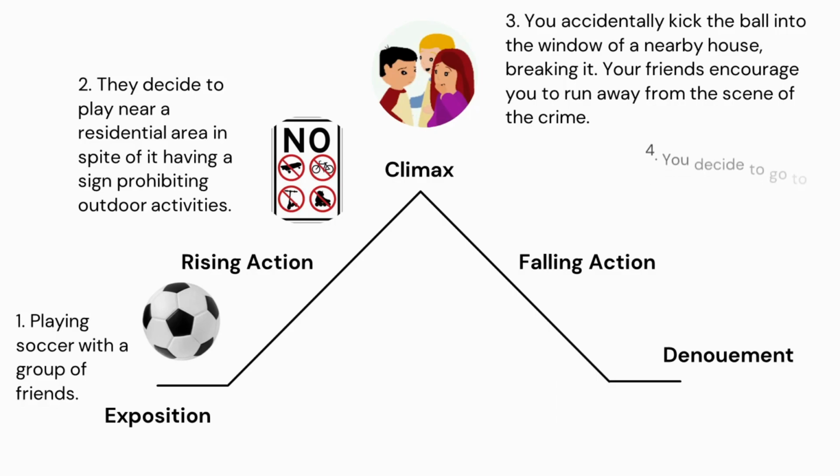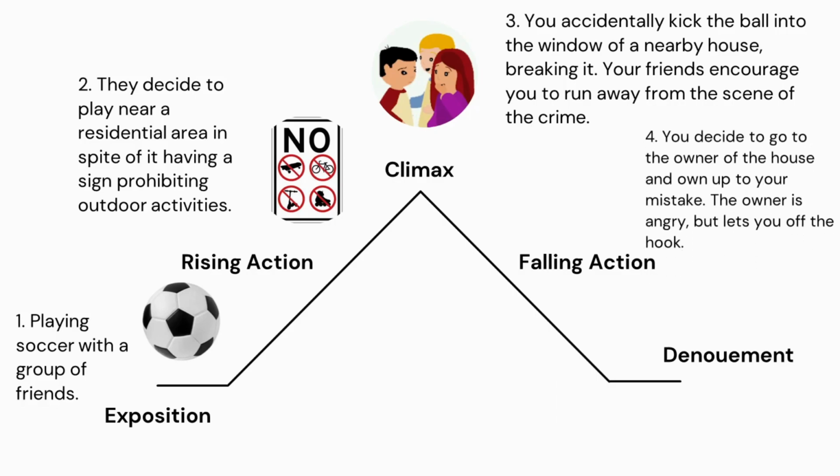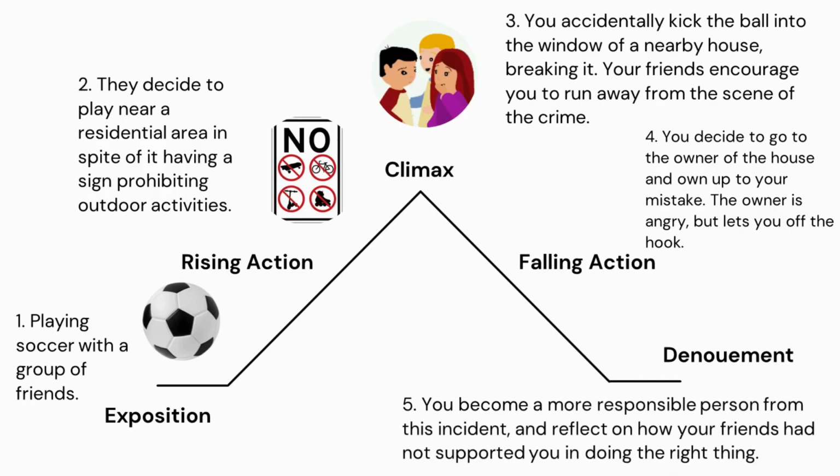But after a moment of soul-searching and consideration, they decide to go to the owner of the house and confess to their mistakes. The owner of the house is understandably angry but eventually lets the protagonist off the hook. And in the conclusion of the story, the protagonist perhaps becomes a more responsible person, and they also reflect on how their friends had not supported them in doing the right thing.